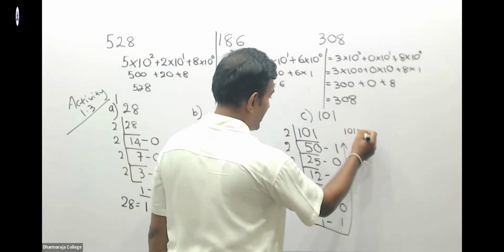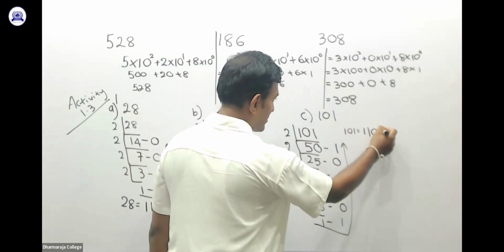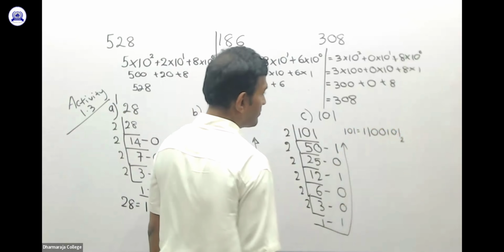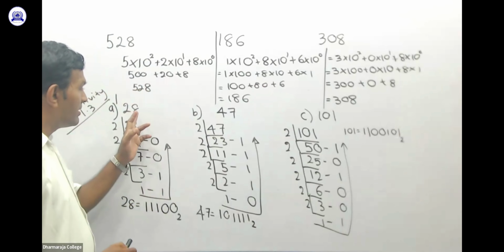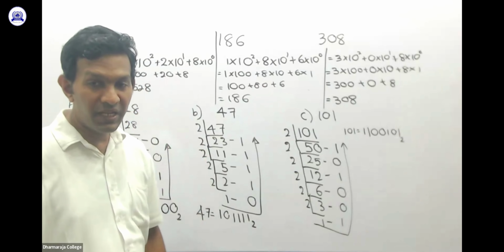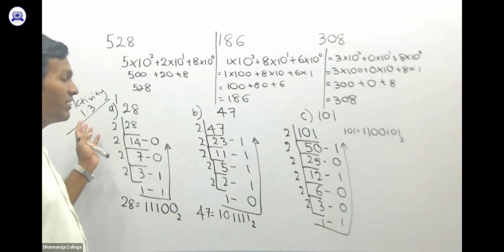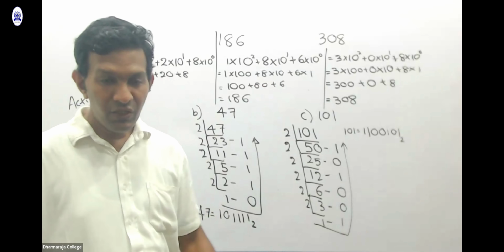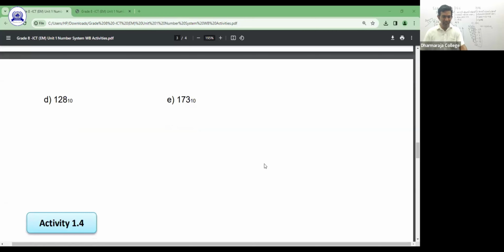Then 101 is equal to 1, 1, 0, 0, 1, 0, 1. So this is the way you convert the decimal into binary. Right? So that's activity 1.3. Okay, let's go for your next activity. There's another one, 128. So how do you take 128?